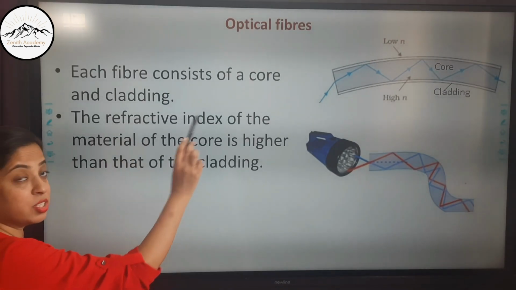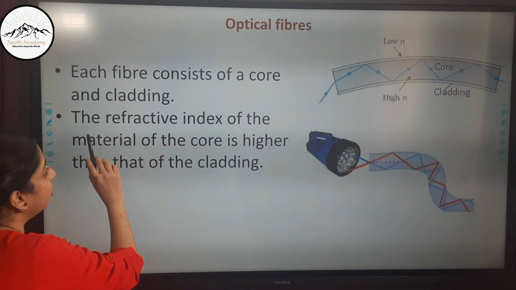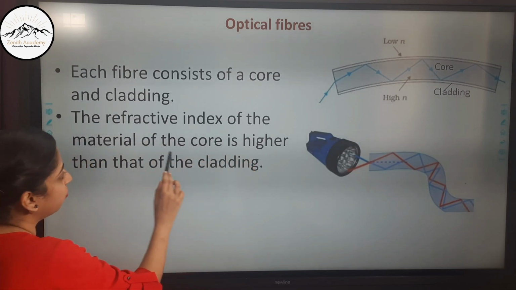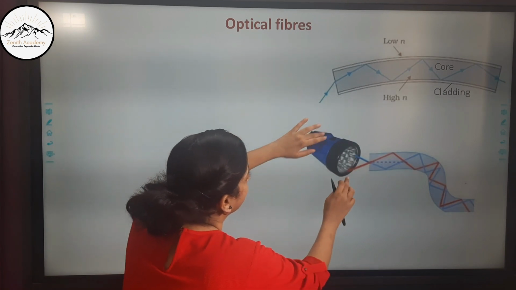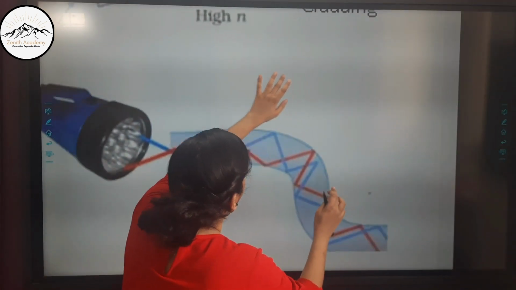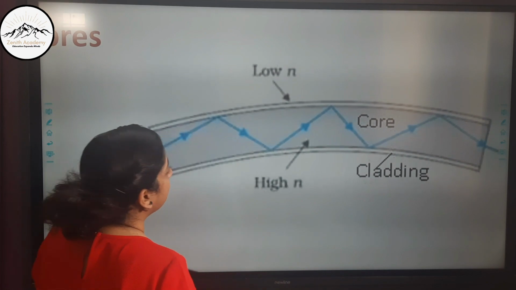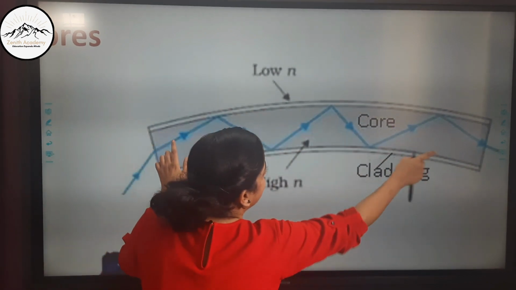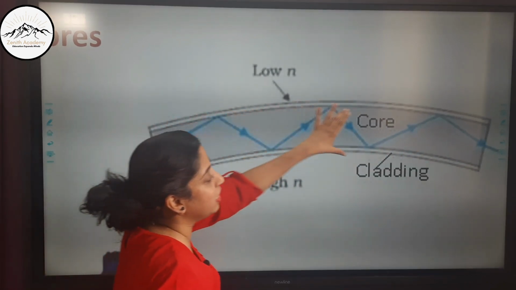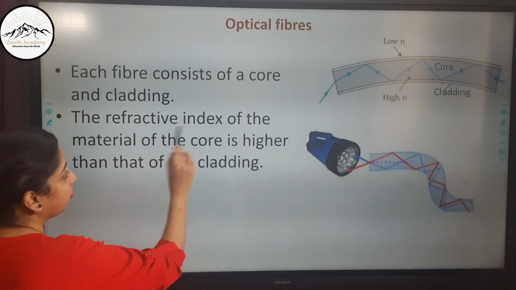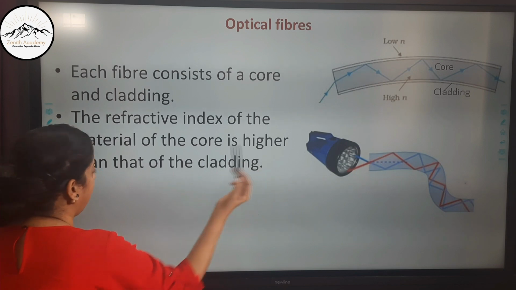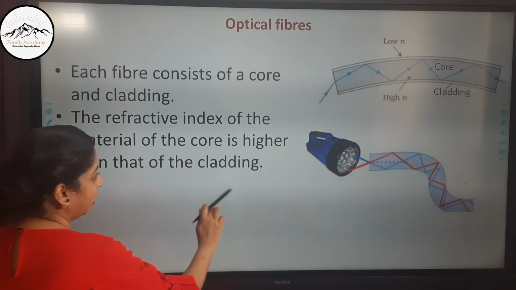Now each fiber consists of a core and a cladding. The refractive index of the material of the core is higher than that of the cladding. If you see this figure carefully, you will see that inside is the core and outside is the cladding. Okay, can you see? So always remember that the refractive index of the material of the core is higher than that of the cladding.